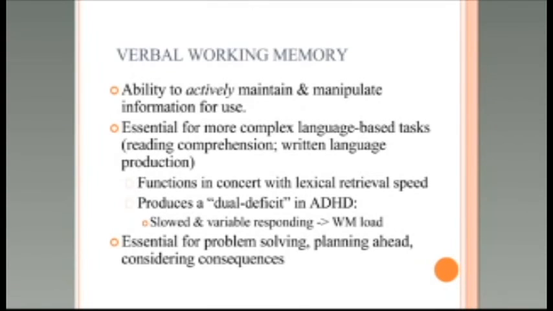It functions together with lexical retrieval speed, or rapid naming, or efficient retrieval, and can produce what's called a dual deficit in ADHD, where slower and more variable responding puts an increased load on the ability to hold information in working memory. But if there's a weakness in working memory, then children have both problems. They're slow and they have less ability to hold information online while they catch up, and this gives you difficulties with problem solving, planning, and considering consequences.